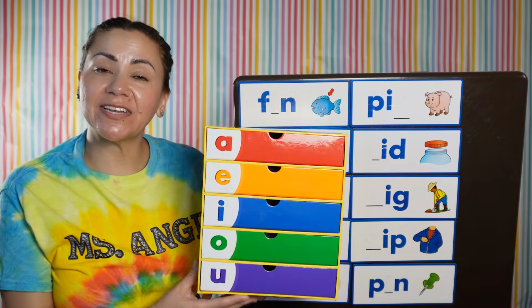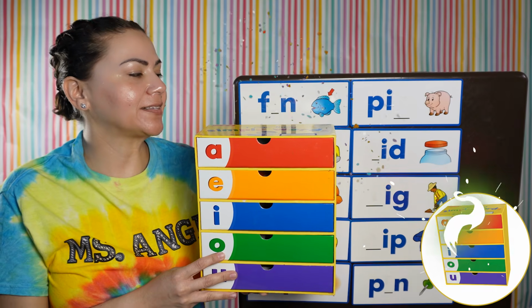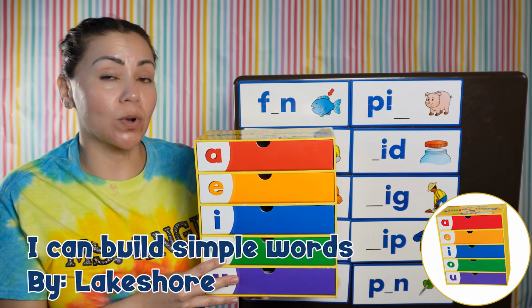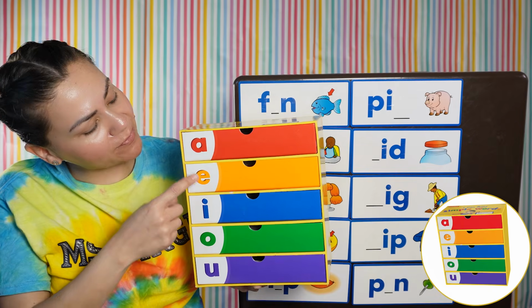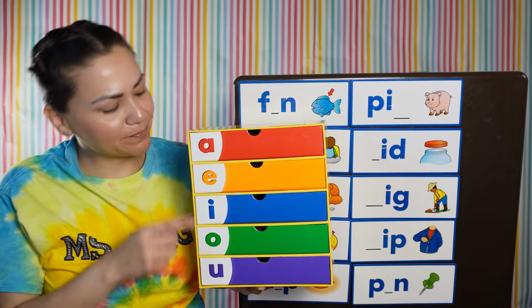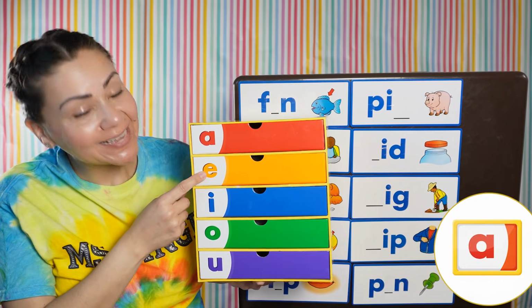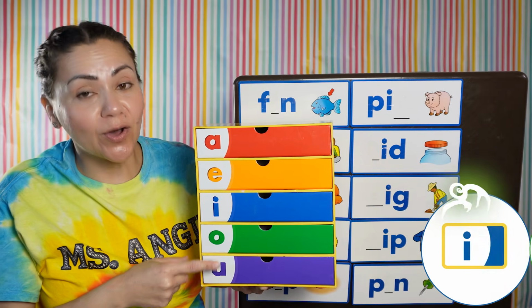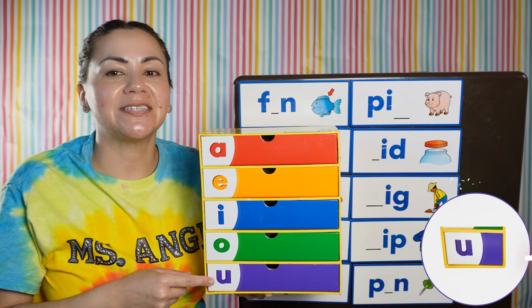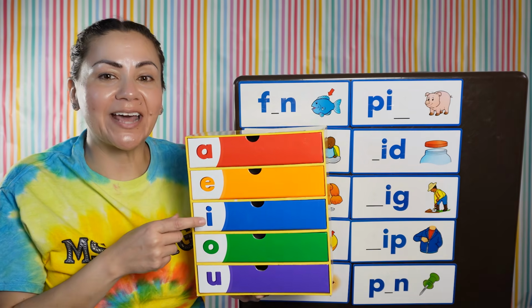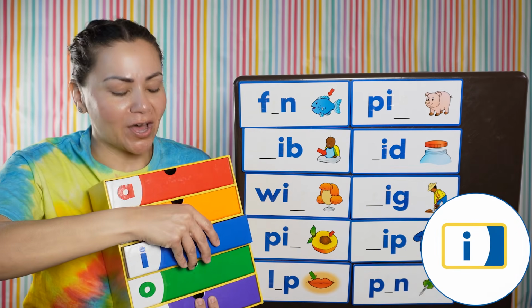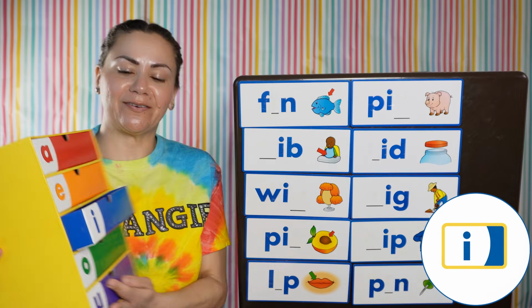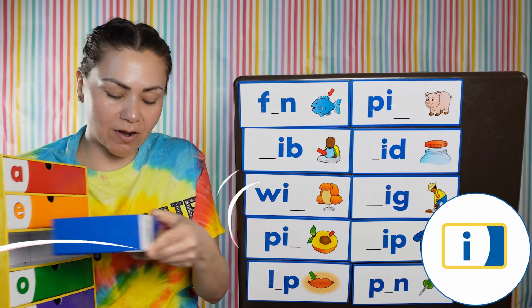Today I have an activity that we're going to do together. It's called I Can Build Simple Words by Lakeshore, where we explore words that have the vowel letters in it, like this: A, E, I, O, and U. Today we're working on the vowel letter I. So be sure to join me on other videos where we complete the series. Let's take out our letter I.